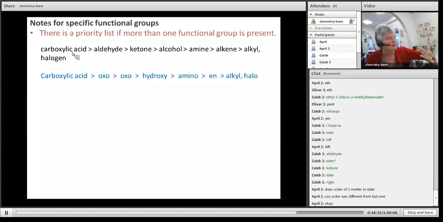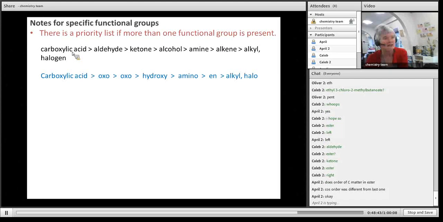So the carboxylic acid and the derivatives comes first, then an aldehyde, then ketone, then alcohol, then amine, then alkene, and then alkyl. And remember, I said the alkyl and the halogen are the same, so that's why I've got a comma there. A methyl is not more important than a chloro. They're on the same level.